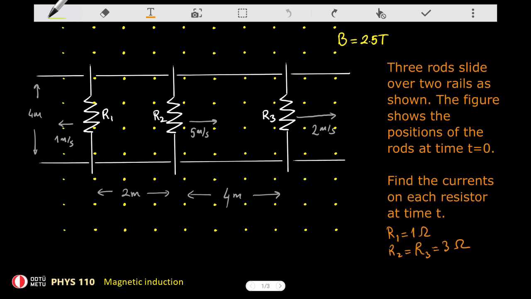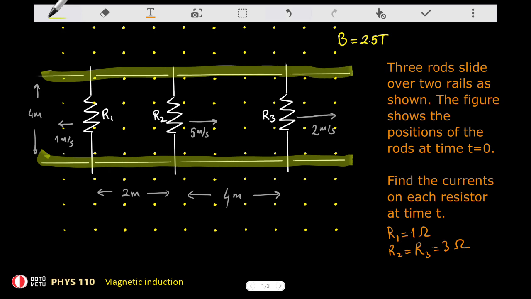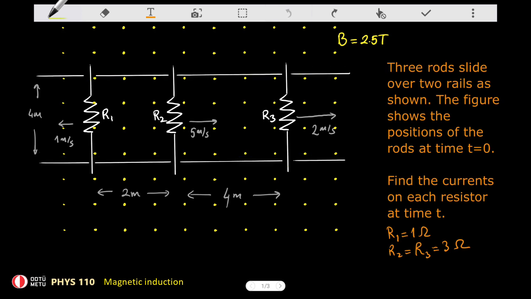I also do not want any time-dependent resistance. So as a result, I'm going to assume that these two rails have no resistance at all. So only the bars have resistances on them. And the question is to find the currents on each resistor.